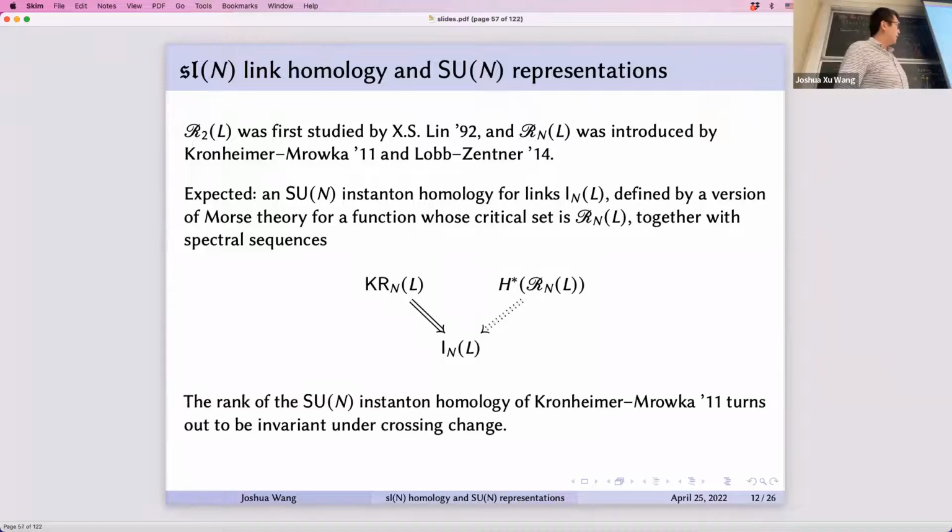Now, actually, Kronheimer and Mrowka did define an SU(N) instanton homology, motivated by there existing a spectral sequence from the Khovanov-Rozansky homology. But unfortunately, after they constructed their invariant, they later proved that if N is at least 3, the dimension of their invariant doesn't change under crossing change. So it's not really what you would expect to live here. But it is actually defined by a smaller representation space.